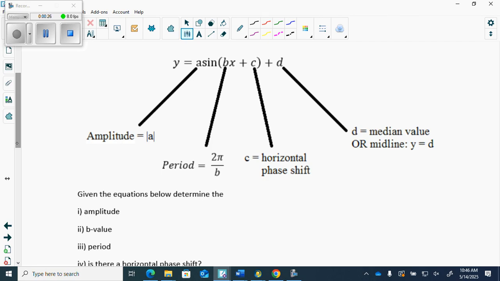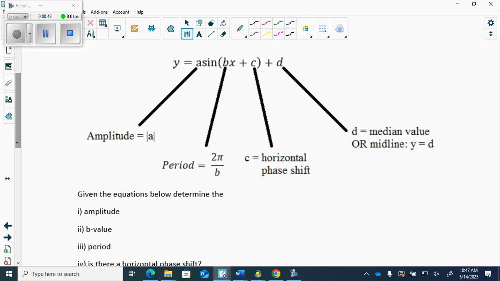So the A value, there's A, B, C, and D for sine equations. The A value gets you your amplitude. It has to be the absolute value of A because your amplitude is always positive, correct? So if my A value on my equation was -3, my amplitude would actually be 3 because it's always positive.